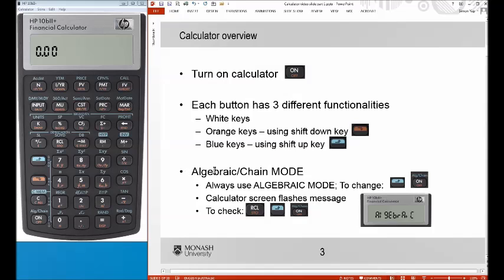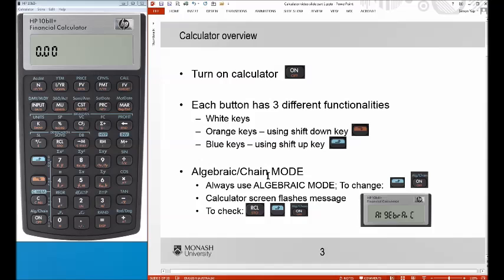This calculator is operated in 2 different modes, algebraic and chain mode. The difference between algebraic and chain mode is that algebraic mode follows BODMAS, the brackets, of, division, multiplication, addition, and subtraction, whereas chain mode doesn't. So hereby, I suggest you all use the algebraic mode, and the remaining part of the video will all be on algebraic mode.